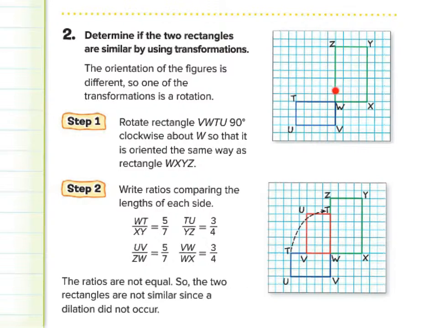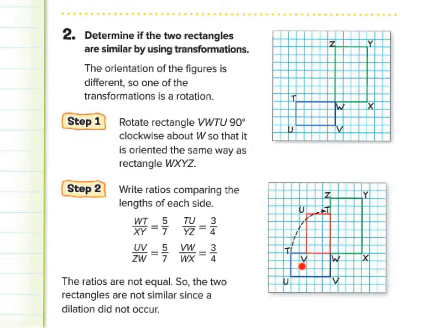Now we have rectangles, and we can see that one of the transformations has been a rotation counterclockwise by 90 degrees from the vertex W, right? Or if we were going from the smaller image to the larger image, it would be 90 degrees clockwise. So it just depends if the blue or the green is the pre-image. And then you would measure to see if the ratios all apply, the scale factor.